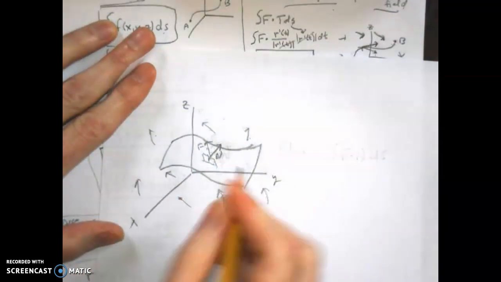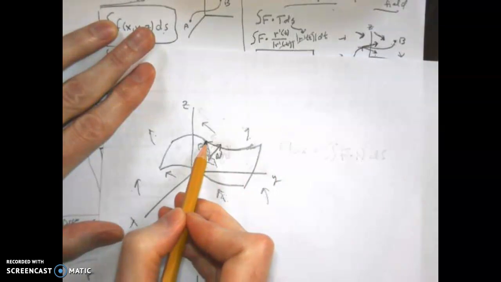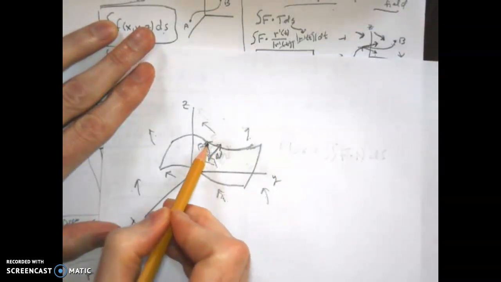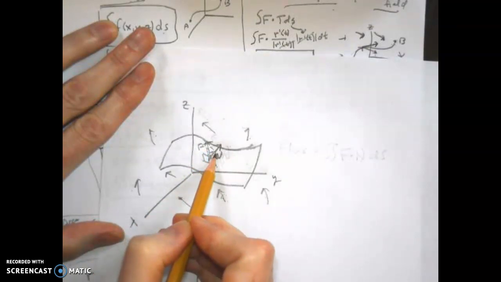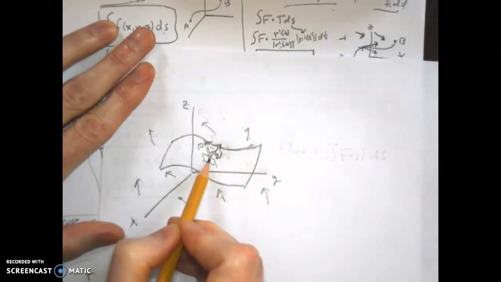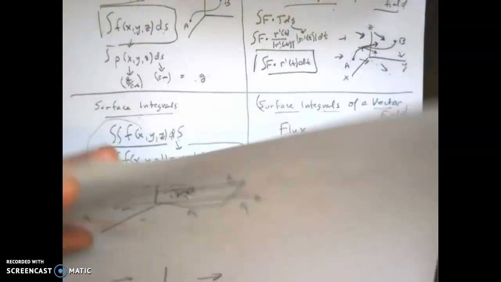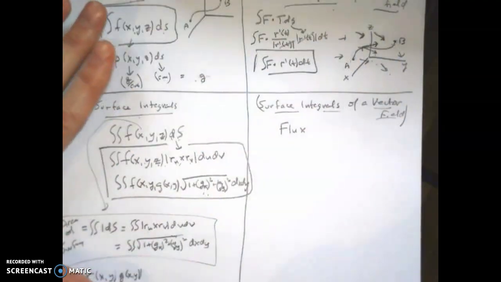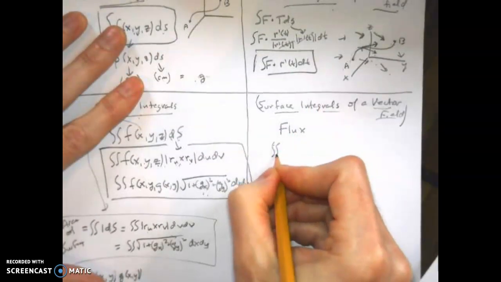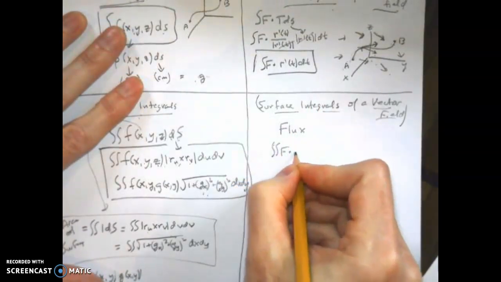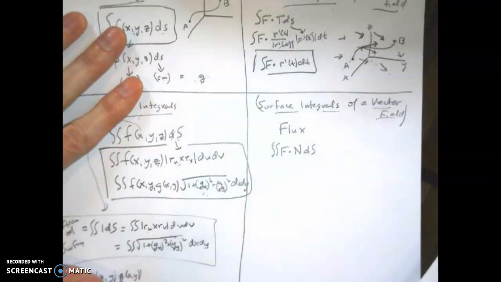So if you take the component of this vector, remember this vector has a magnitude and a direction, you would project it onto the normal, so it would look something like this. That's how much of this vector field is passing through the surface. The way we calculate this is flux is equal to the double integral of F dotted with your normal times your big dS.